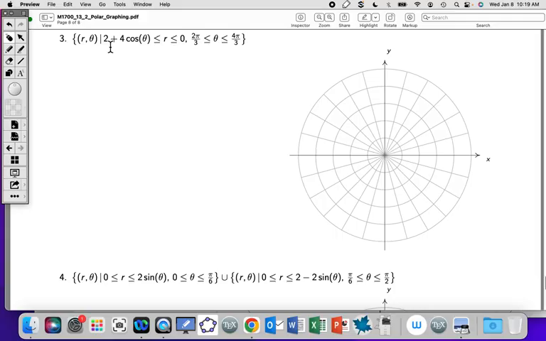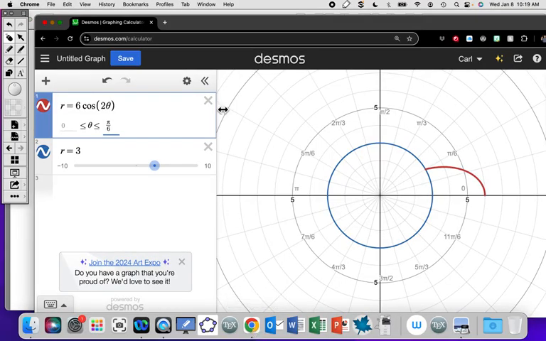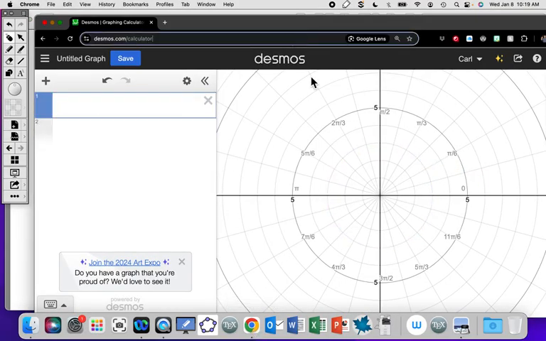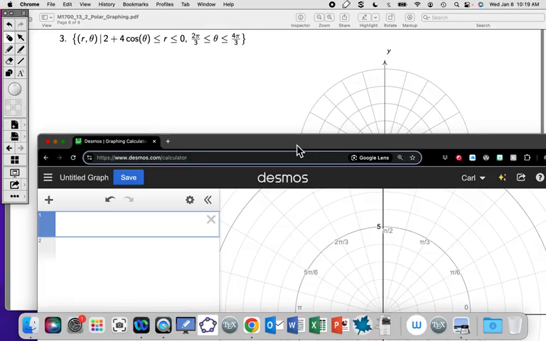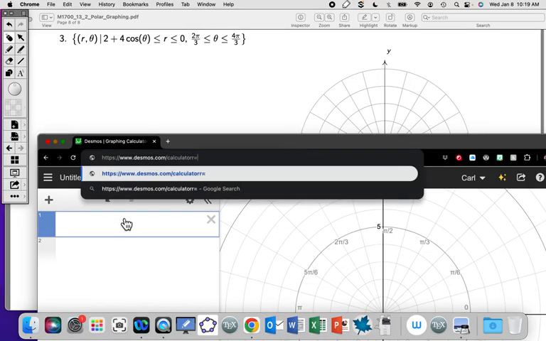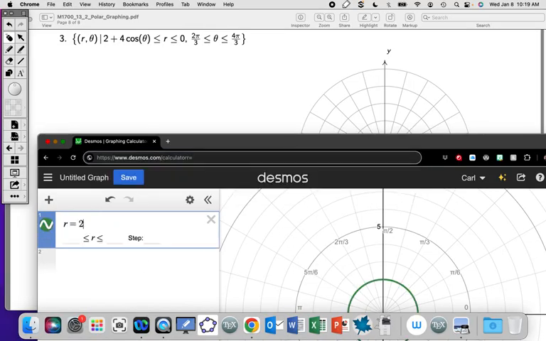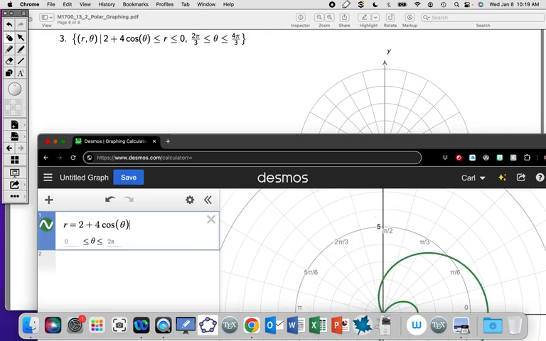This is an interesting one. We've got the 2 plus the 4 cosine theta. Remember, this is the one that kind of had that dip and had that inner loop. I'm looking for where this is true for these angles theta. So notice we've got the curve here less than or equal to r, less than or equal to 0. So let's look here. Whoops. 2 plus 4 cosine theta.